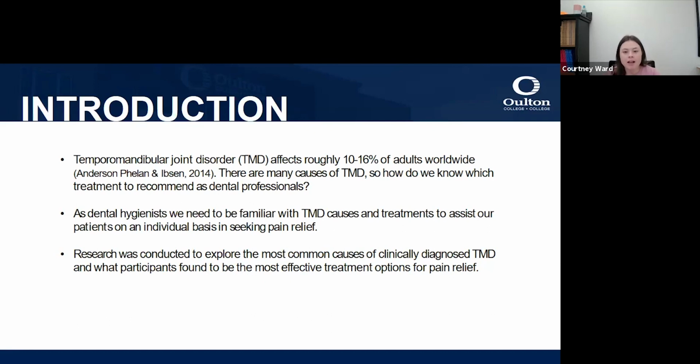It is very important for us to understand the causes and what treatments best fix those causes, as all the causes have different treatments that can go along with that. The research we conducted was to determine the most common causes and also what helped them to alleviate their pain.